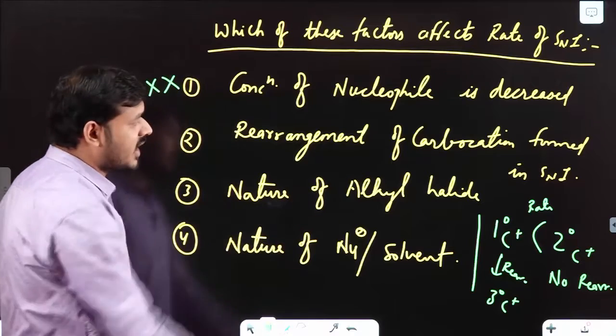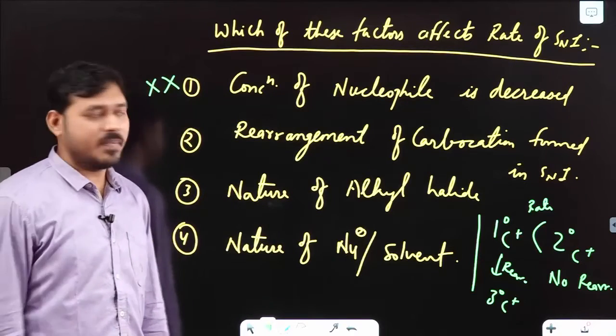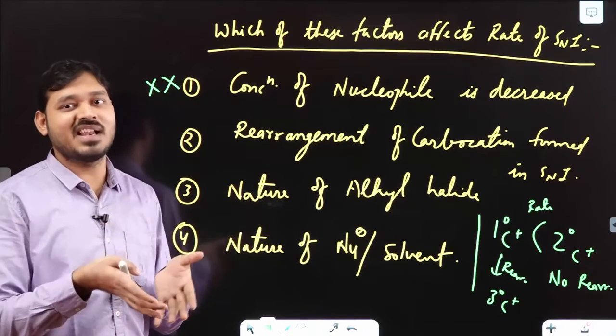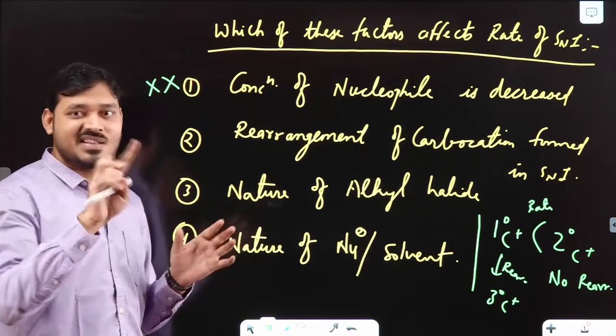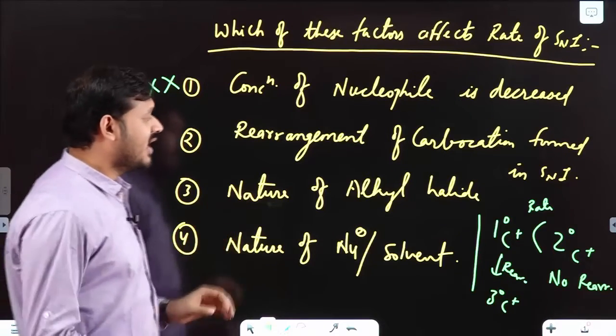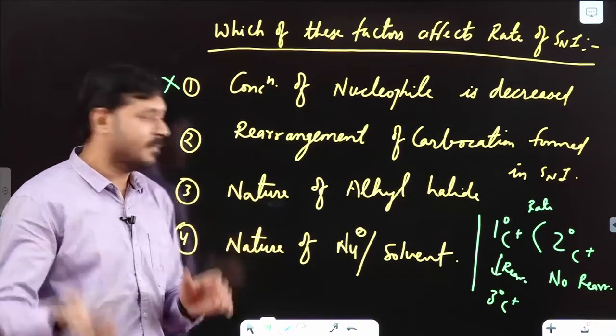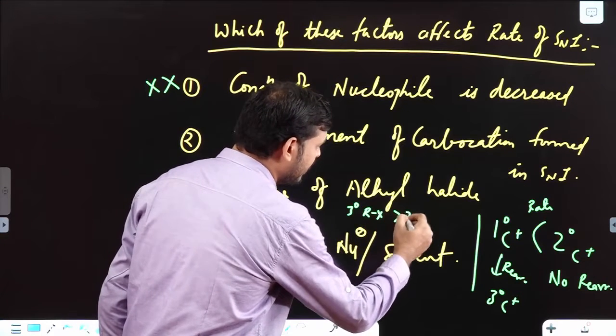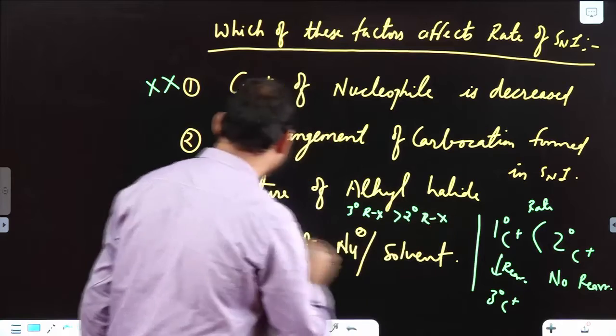Now next, nature of alkyl halide. Obviously it will depend. Why? When you say 3 degree carbocation, it is formed by 3 degree alkyl halide only. So remember this thing. These things are manipulated. So 3 degree alkyl halide, 2 degree or 1 degree, 3 degree RX, 2 degree RX. I am just telling you.